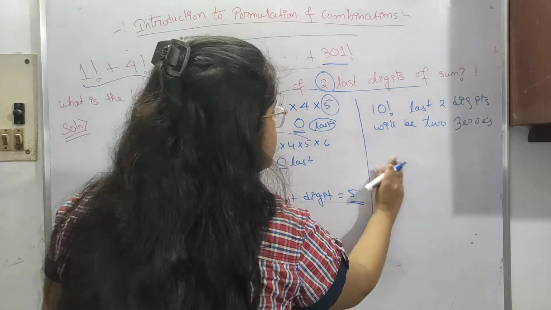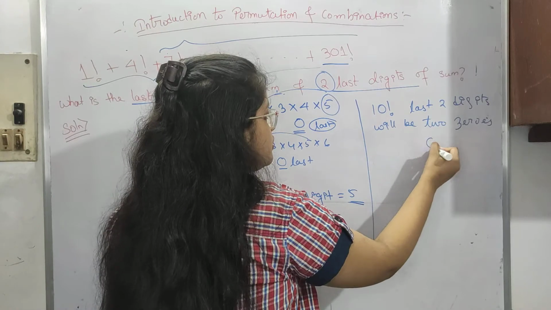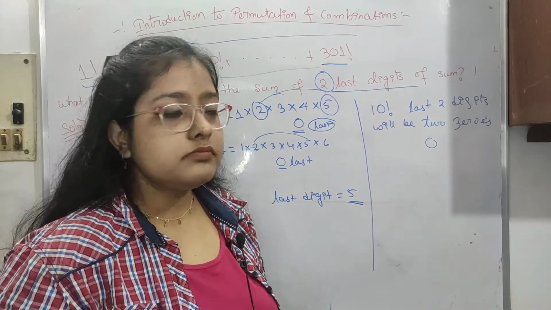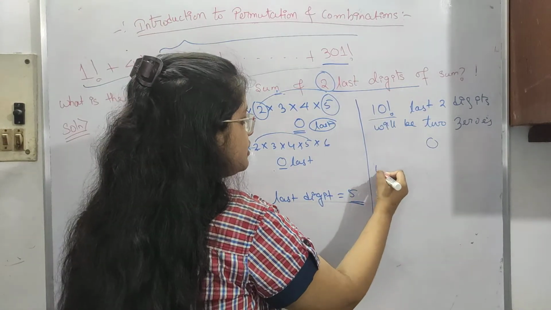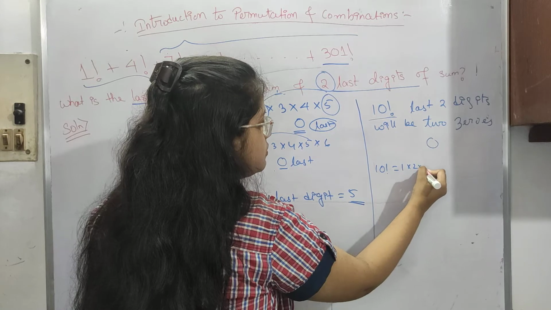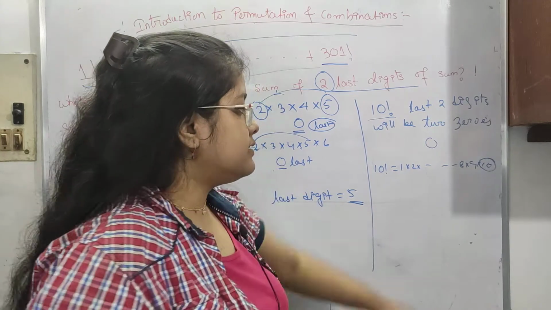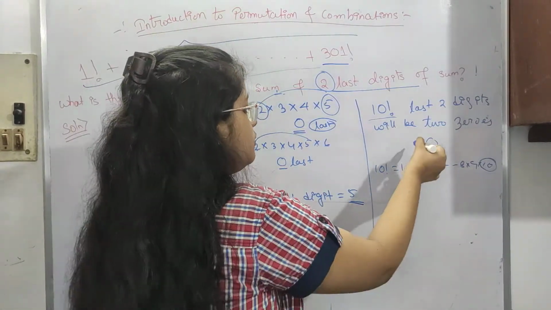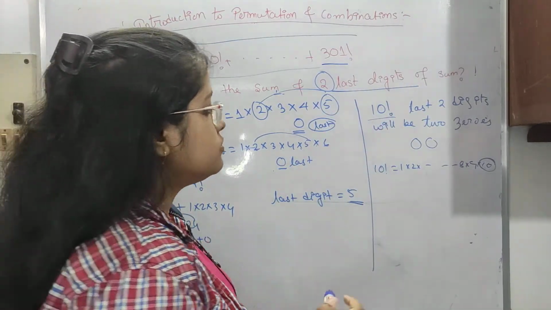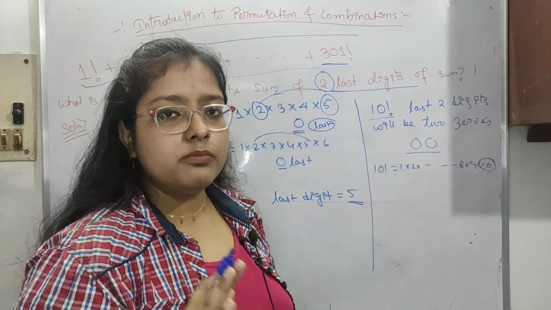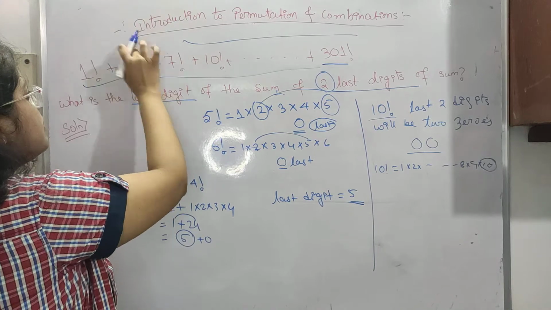One 0 we have already seen, because 2 into 5 is 10. And another 0, can you guess? Another 0 is because of 10 in 10 factorial. 10 factorial means 1 into 2 into up to 8, 9 and 10. So for this 10, another 0 will come. So a total of 2 zeros come from 10 factorial onwards, whatever it is going up to. So 2 zeros will always come from 10 factorial upwards.